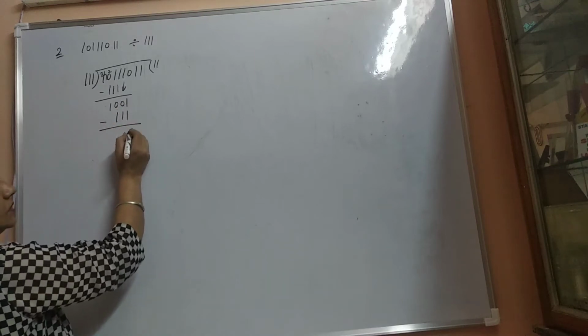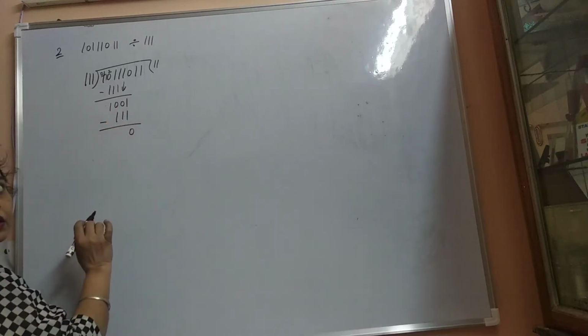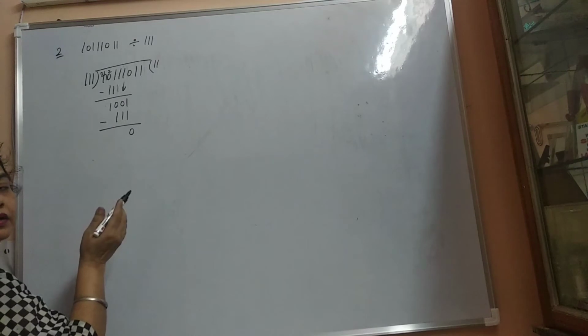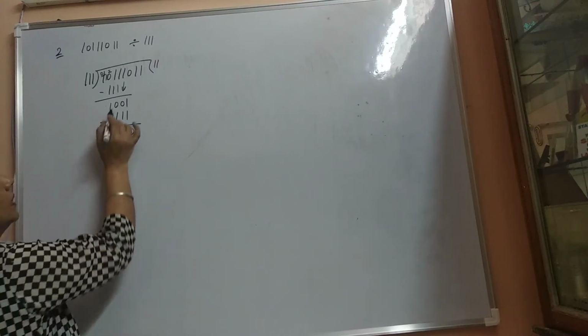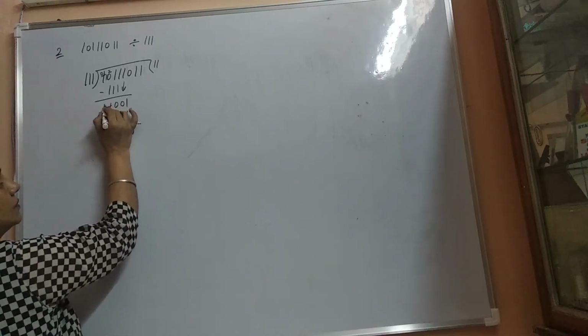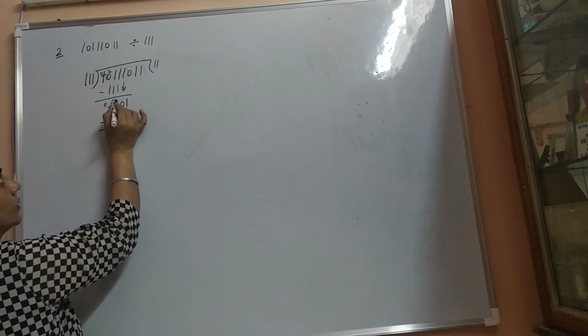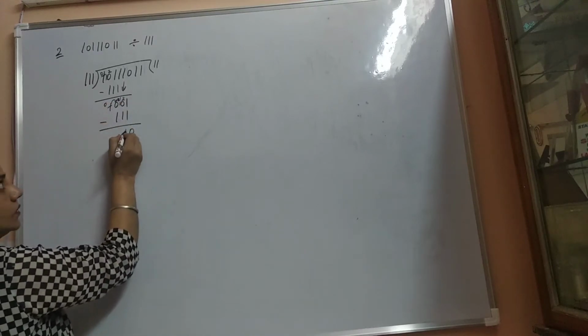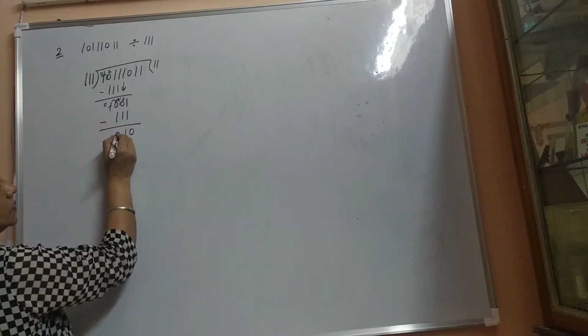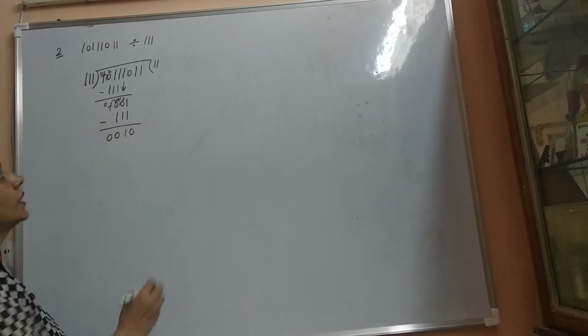Subtract: 1 minus 1 is 0. 0 minus 1 is 1 when we borrow 1 from the next left column. But again here is 0, so it becomes 0 and this goes with 10. This becomes 2, this becomes 1, and this becomes 2 again. 2 minus 1 is 1. 1 minus 1 is 0, 0. Correct?